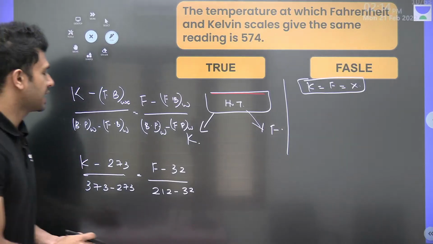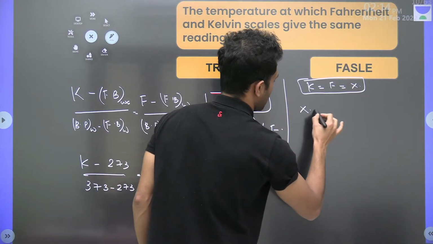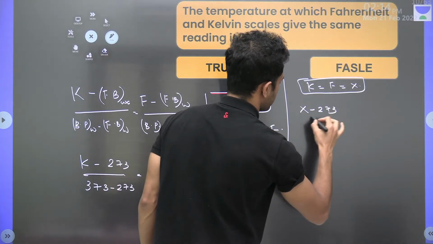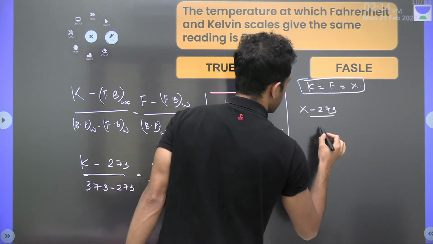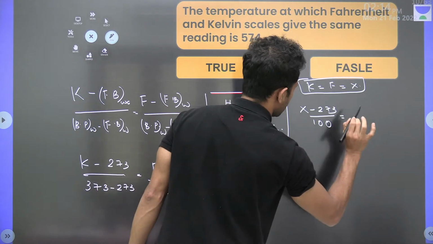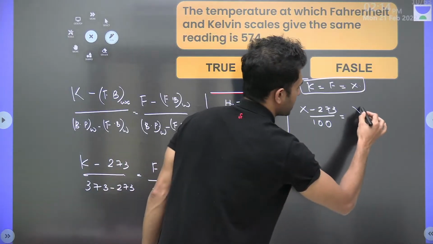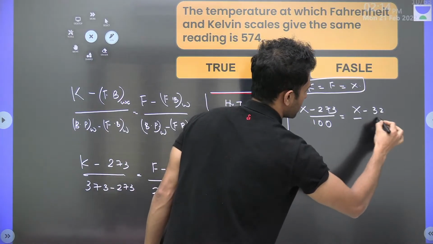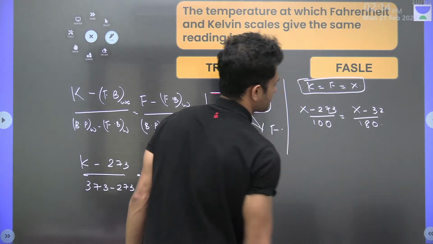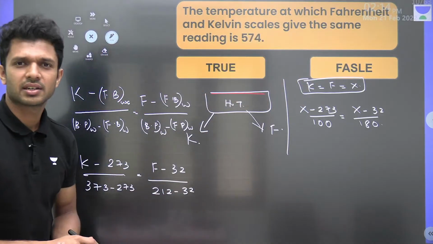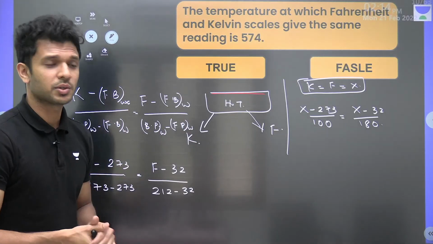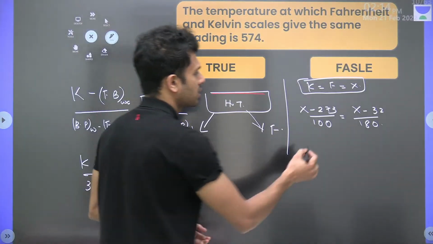Okay, so substituting it as X minus 273. Look, 373 minus 273 is 100, is equal to... what, my dear children? F is equal to X here, according to the question, minus 32 divided by 180. Oh, this is simple, right? I'm leaving the remaining part to you. Simplification.